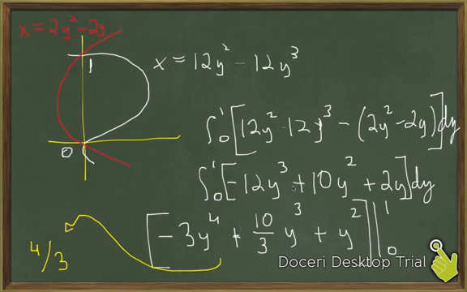So when you anti-differentiate, you get negative 3y to the 4 plus 10 thirds y to the third plus y squared, evaluated from 0 to 1. When you plug in 1, you get 4 thirds. When you plug in 0, you get 0. So our answer here is 4 thirds. And of course, it's always units squared.